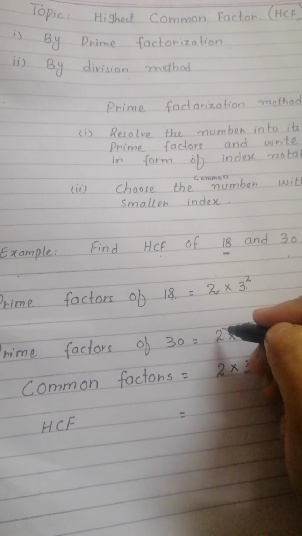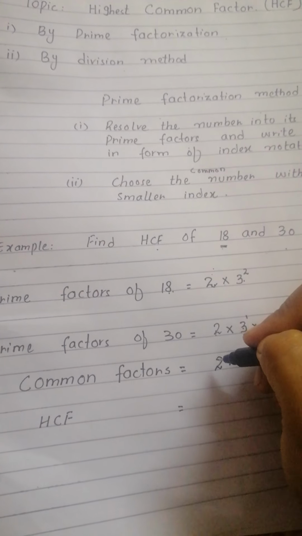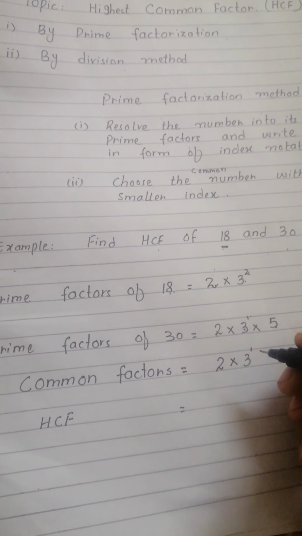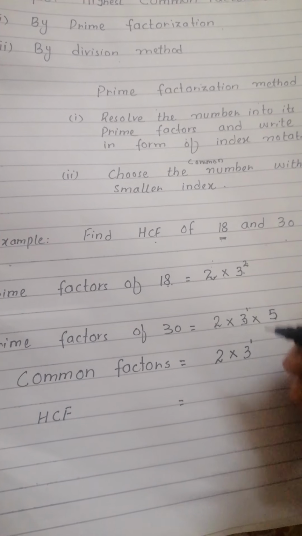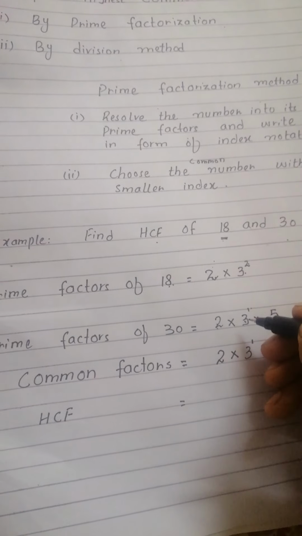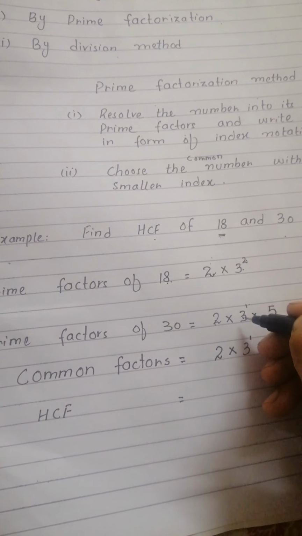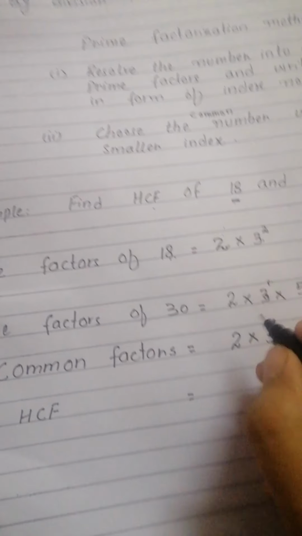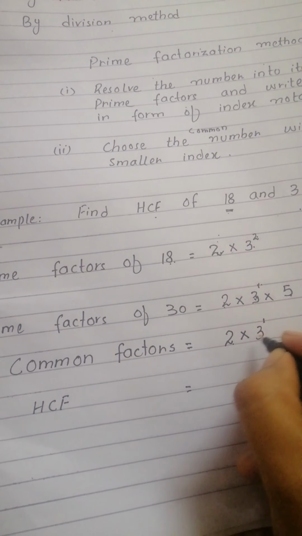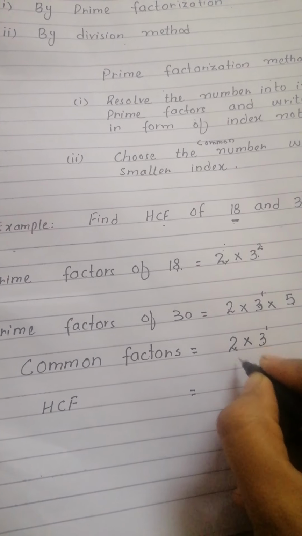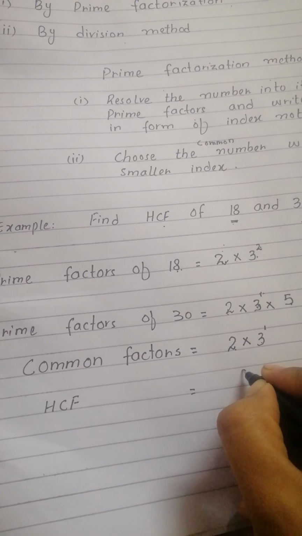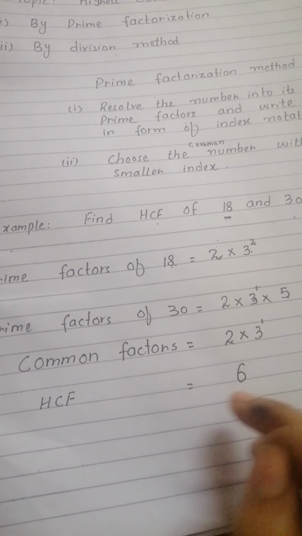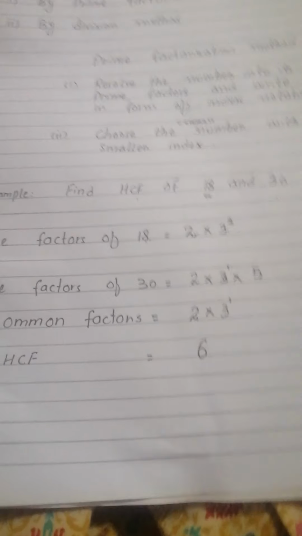Like 2 and 2, the power of both is the same, so just 2 has come. But here the power of 3 is 2 and here the power of 3 is 1. Whose power is smaller, whose index is smaller? So the index of this number is smaller, 3 power 1. I will write 3 power 1 here. So it means 2 into 3. 2 into 3 means you will multiply them, 2 times 3 is 6. So the HCF of the numbers is 6. Is it clear?